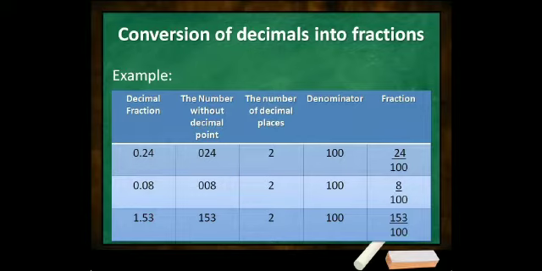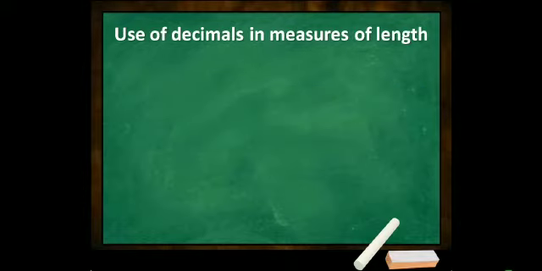The next example is 1.53. Without the decimal point, it becomes 153. Here also we have two digits after the point, that is 5 and 3. So the number of decimal places is 2. The denominator becomes 100, and as a fraction when you write it, it is 153 upon 100.